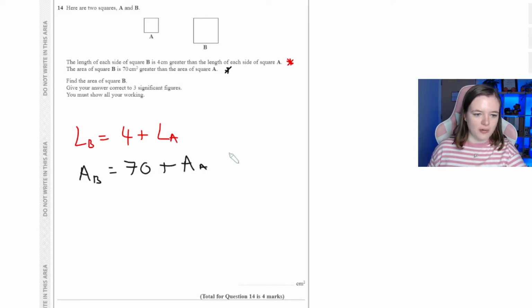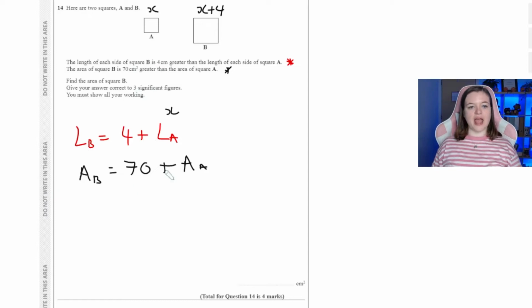Right. Okie dokie then. So let's put this also on the diagram up here. If we call the length of square A X, then we know that B is going to be X plus 4, right? So the length of square A, we've called X, and the length of square B is X plus 4.